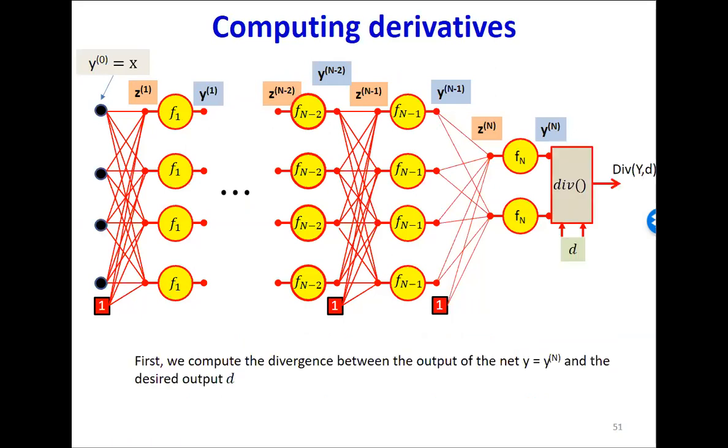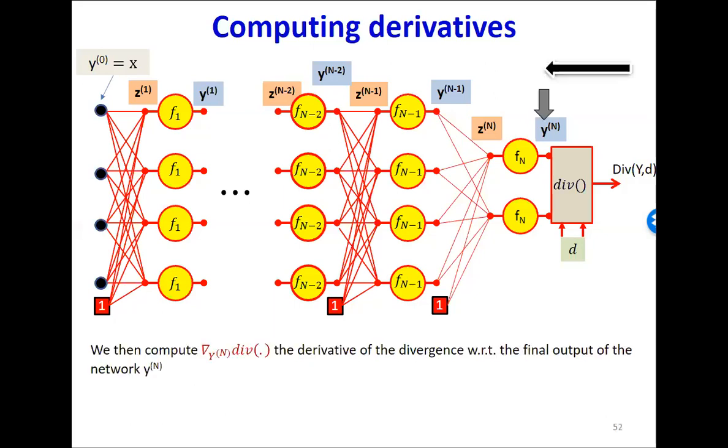Now, we have the network output, we have the desired output. We can use these to compute the divergence between the actual output of the network and the desired output of the network. Now, here is where we are going to begin computing the derivative. First, we're going to assume that this divergence is a differentiable function. I emphasized multiple times that you need the divergence to be a differentiable function. If the divergence is differentiable, then you can compute the derivative of the divergence with respect to each of the outputs of the network.